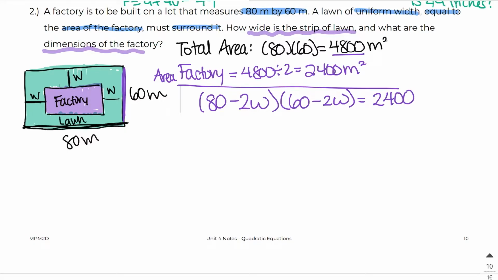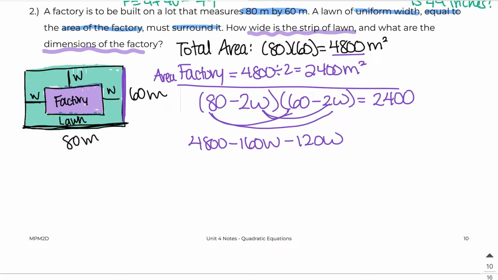Now that we've done that, we can go ahead and solve this equation. So to be able to solve this, I have to FOIL all of this out. I have to expand this. So I'm going to multiply 80 by 60, and I get 4,800. Then I'm going to multiply 80 by negative 2W, which gives me negative 160W. Then I'm going to multiply negative 2W by 60, which is negative 120W. And then I'm going to multiply negative 2W times negative 2W, which is 4W squared. And that's going to equal 2,400. Now, in my next step, I'm going to do two things all at once. Actually, three things.